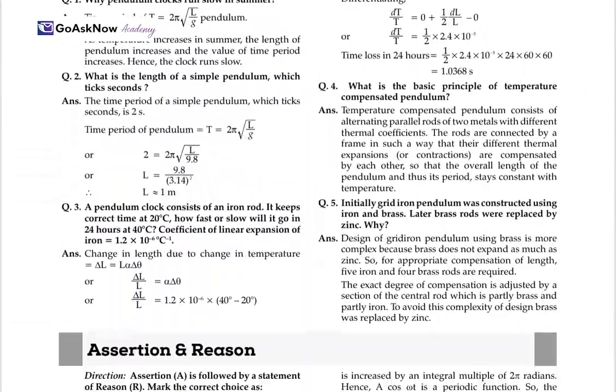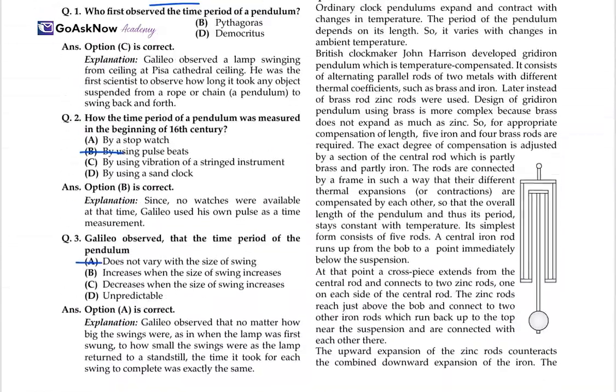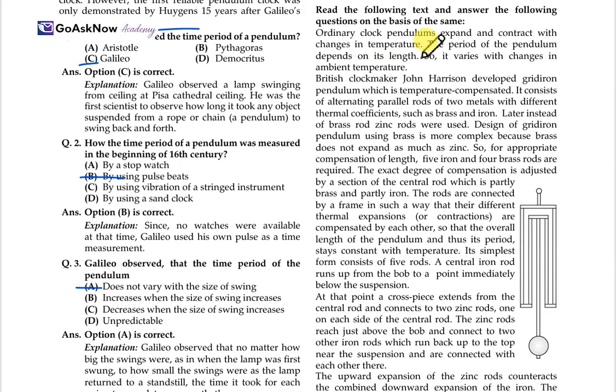We can answer it. And another is the subject-based question we have. An ordinary clock pendulum expands and contracts with changes in temperature. The period of the pendulum depends on its length, so it varies with ambient temperature. British clockmaker John Harrison developed a gridiron pendulum, which is temperature compensated, and it consists of alternating parallel rods of two metals with different thermal coefficients, such as brass and iron. Later, instead of the brass rod, zinc was used.